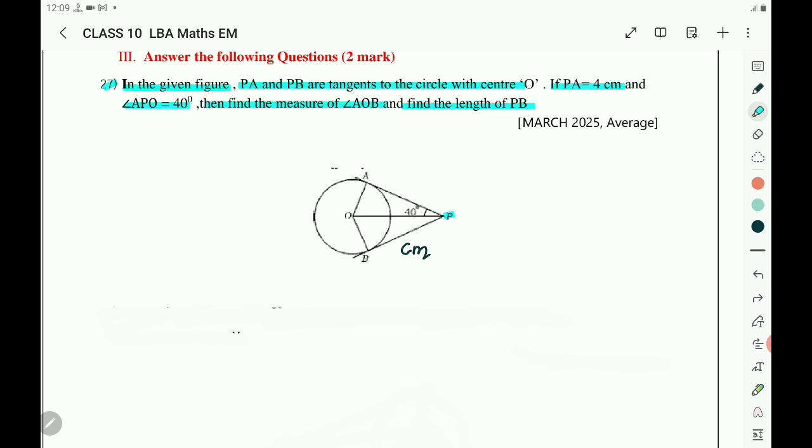And also, here angle APO is equals to angle OBP. And angle AOP is equals to angle BOP, as these two are congruent triangles. Then as this is 40 degree and this is 90 degree, you will get the measurement of the angle OAP which is equals to 180 minus 90 plus 40 which is equals to 50 degree.